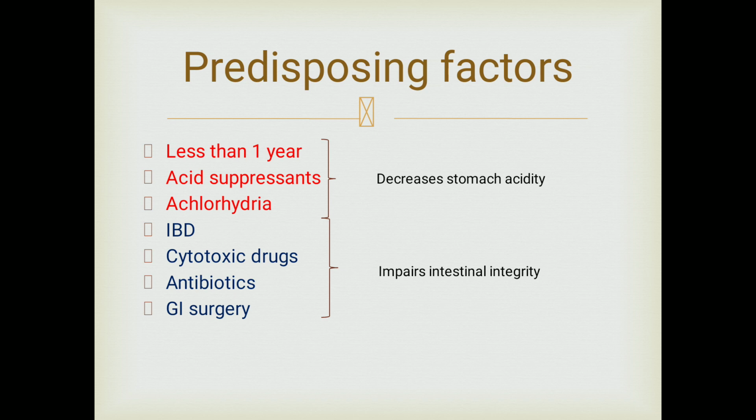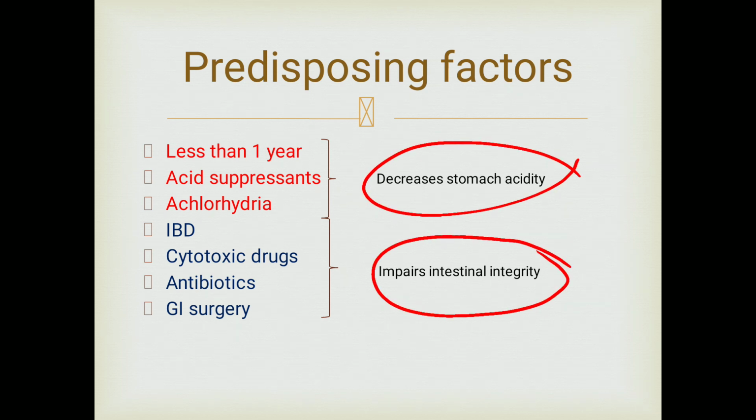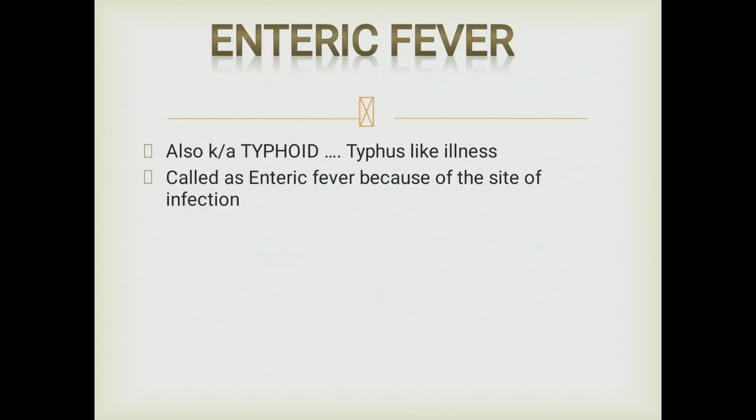Following are the predisposing factors for typhoidal infections. That is, anything which is going to decrease the stomach acidity and anything which is going to impair the intestinal integrity can predispose to typhoidal illness, typhoid fever. That is, age less than 1 year, patients who are on acid suppressants and patients who have achlorhydria, because HCl is not produced, hence these patients are at risk for developing typhoidal infections. And inflammatory bowel disease, cytotoxic drugs, antibiotics that destroy the microbiota in the gastrointestinal tract, and gastrointestinal surgeries. These are the predisposing factors for salmonellosis.